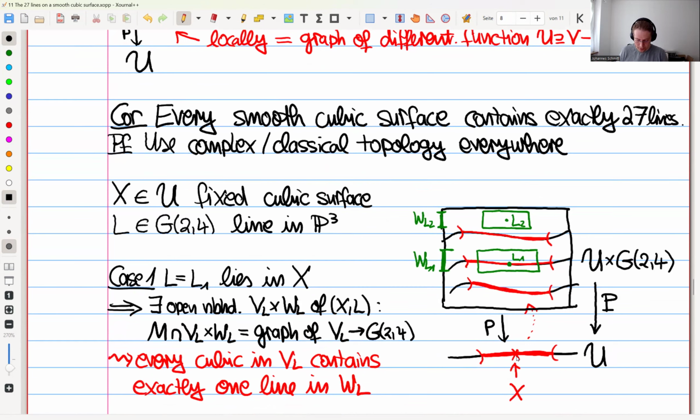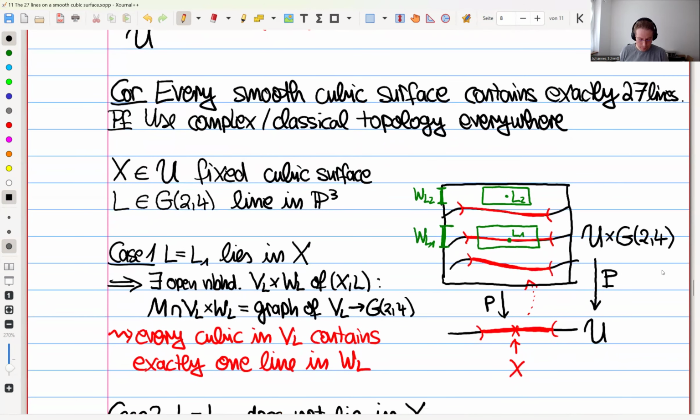So we fix one point here, and then we start looking at points in the fiber. So we look at lines L, and we actually look at the fiber of this projection from U cross G(2,4) to U. So we look at any point L in this Grassmannian of lines. And then there's two possible cases. The more interesting one is that this line actually lies in the cubic surface. It's one of the lines that we're interested in. Then, by the result above, we are locally the graph of a function.